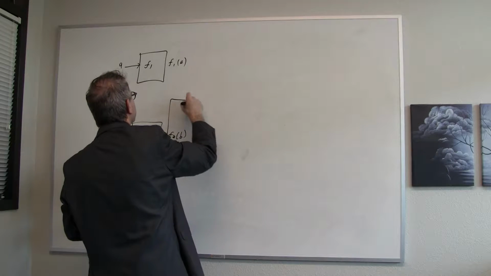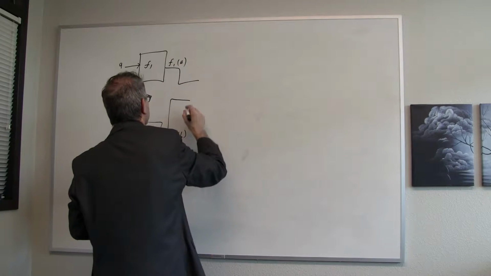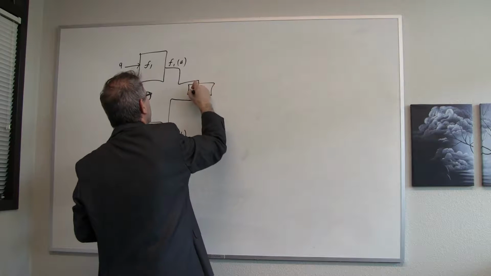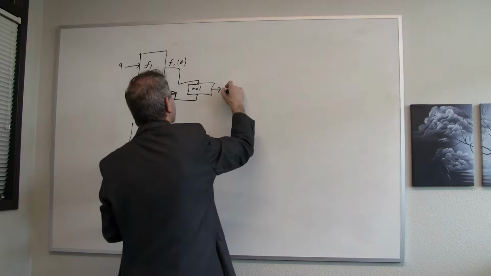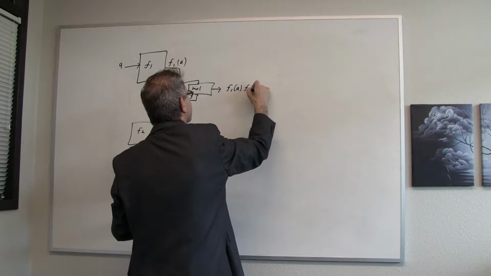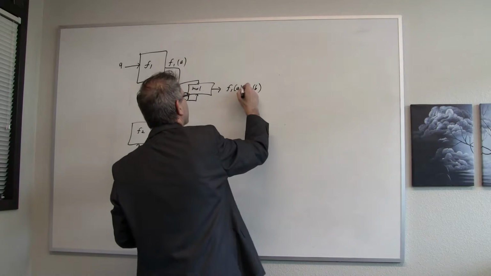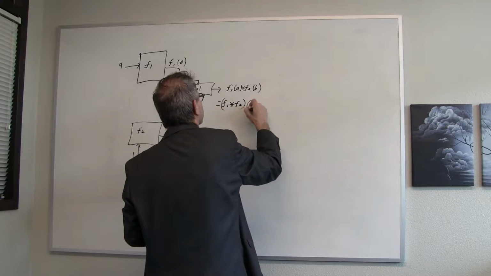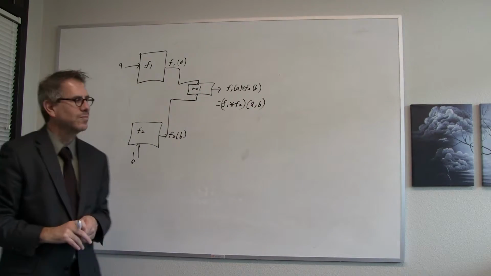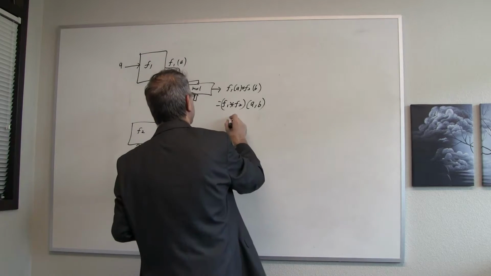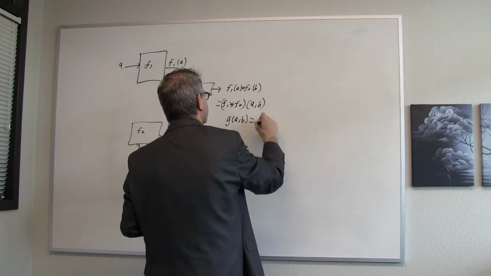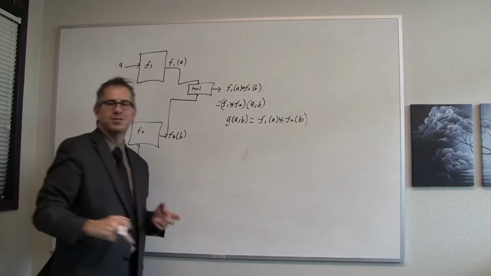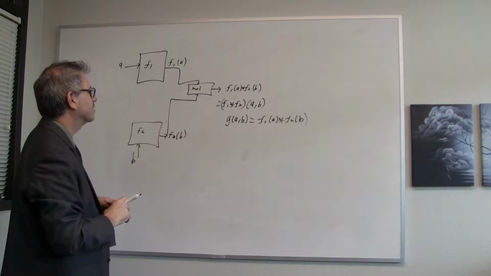And we're going to take these and we're going to multiply them through some multiply. And what comes out is F1 of A times F2 of B, which we can think of as a composite function of two variables, where this function, which we call g of A comma B, is just F1 of A times F2 of B. And this is just multiplication, it's not composition in a functional sense, it's just plain multiply.